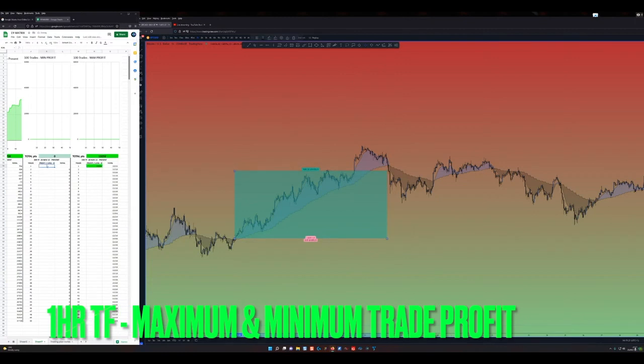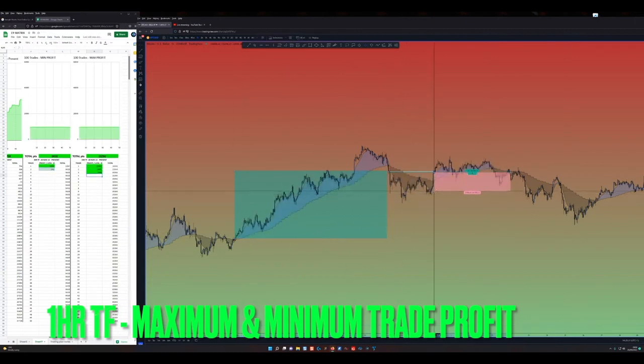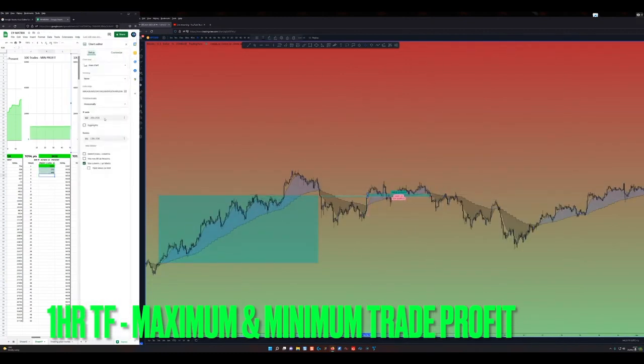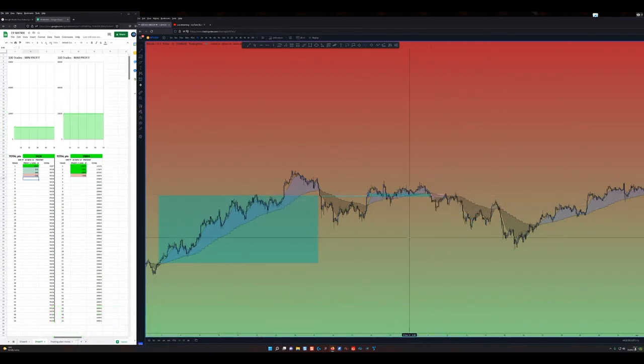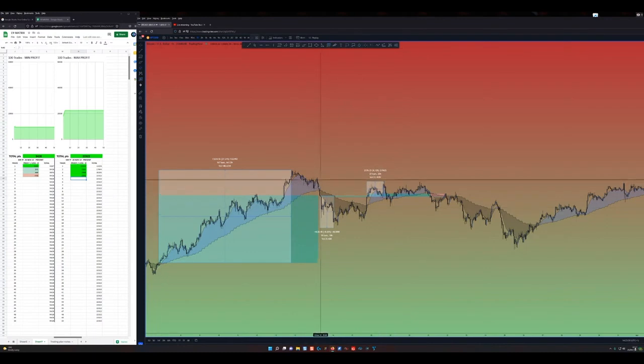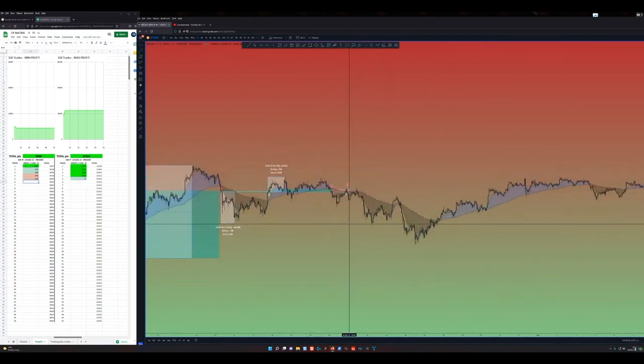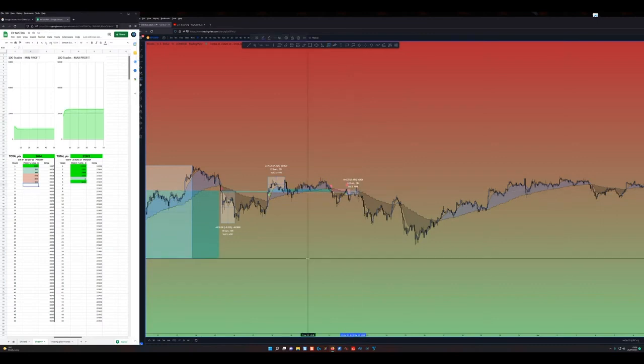We're just doing the maximum and minimum profit from the entry. So anytime that it moves above or below the Trendmaster, then we will measure that max profit, and then when it closes back above the opposite side of the Trendmaster, that's the minimum profit. So that could be a loss or profit.